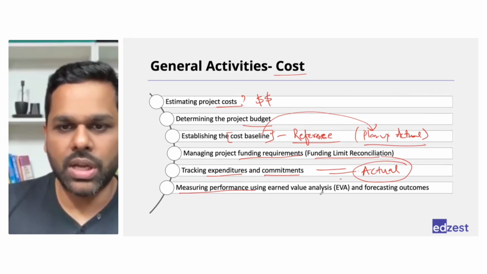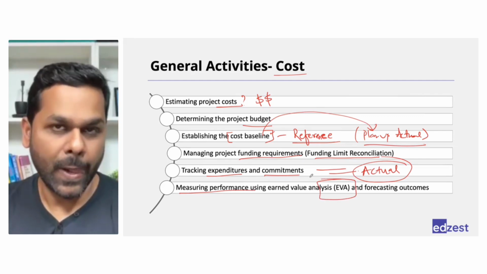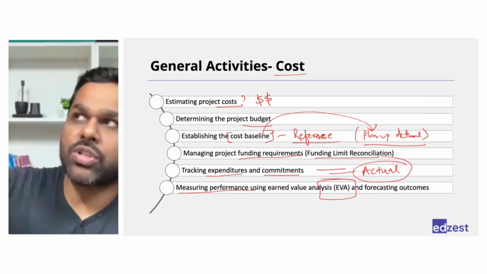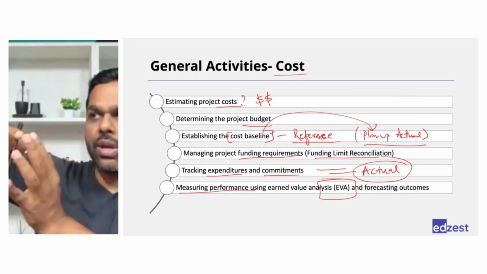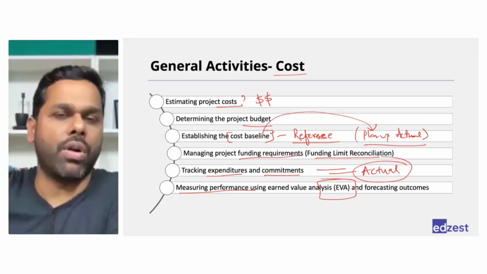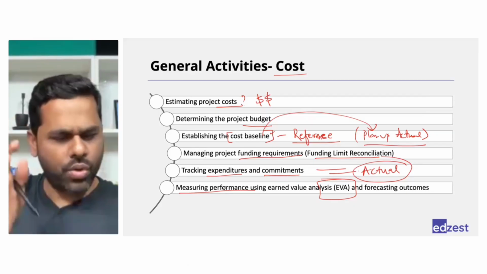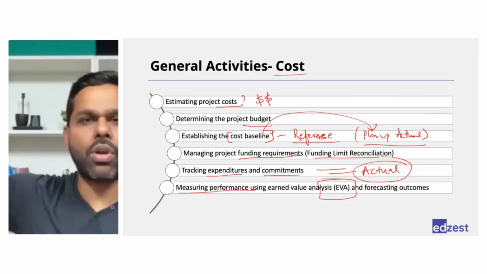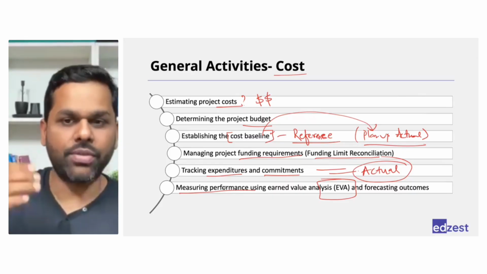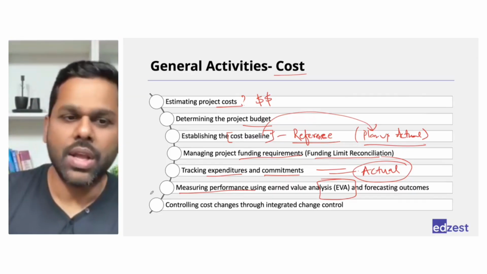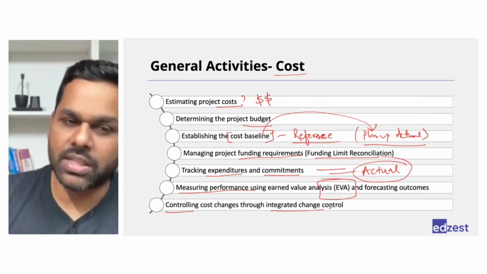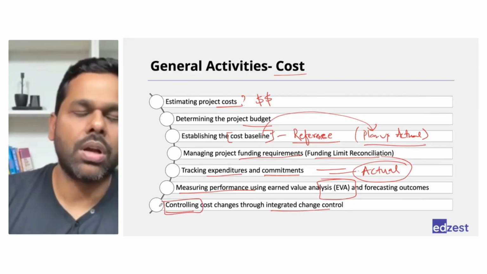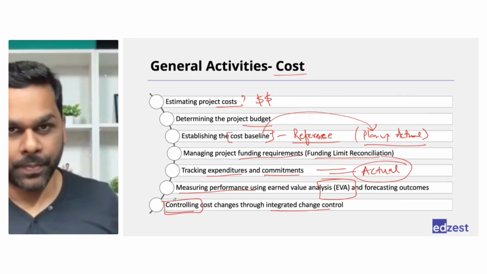How do we do that? Using earned value analysis. Right? If you measure your performance, you'll also be able to forecast. Till now, we have spent this much amount of money. So in future, we may need something more, something less. Right? So once you know your past, you will be able to forecast the future as well. And if you see any variances, if you see any changes, you will have to make changes through, again, formal change request, integrated change control, and you will be able to control the cost.